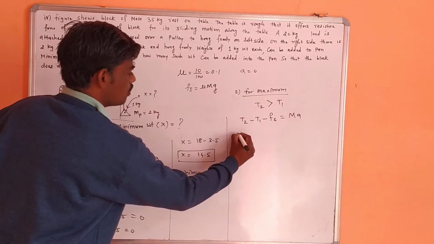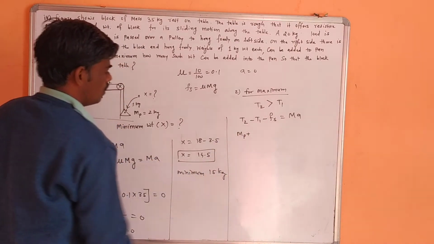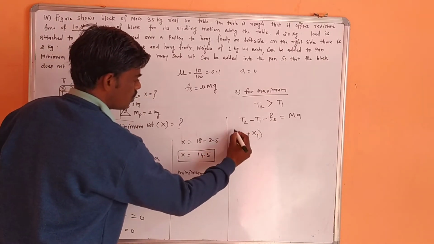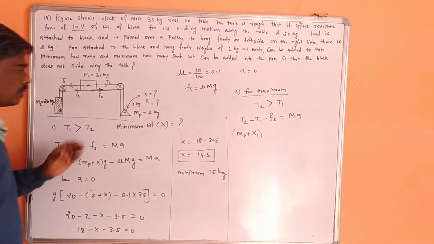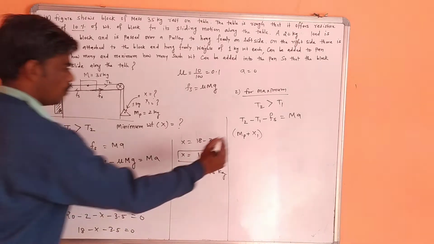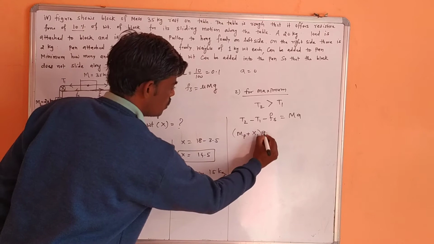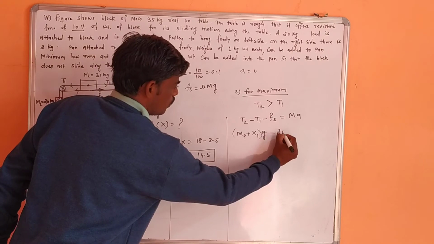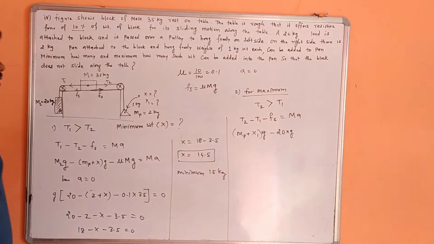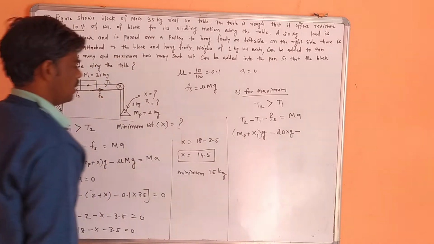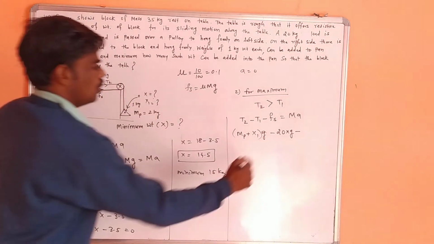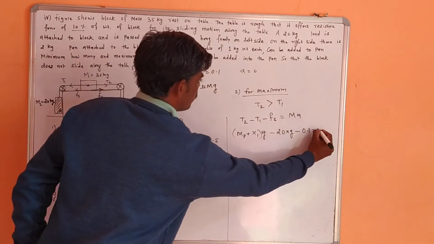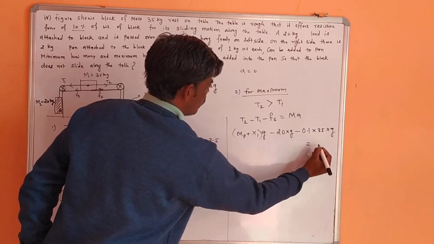T2 minus T1 minus Fs, exactly opposite to this, is equal to Ma. Again T2 is nothing but m_p, the mass of pan, plus the weights which we are going to add in the pan, say x1, which is different from the first case, into g. Minus T1, which is nothing but m_l, that is 20 into g, minus Fs, which is nothing but mu mg, 0.1 times 35 into g, is equal to ma.